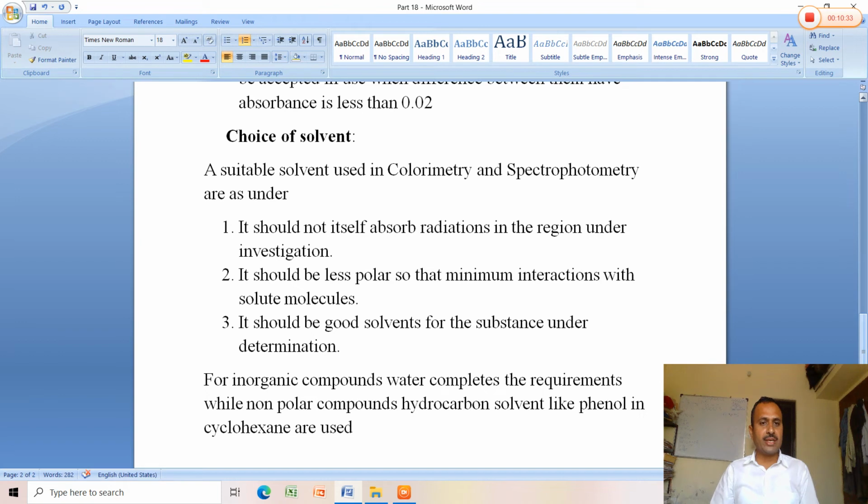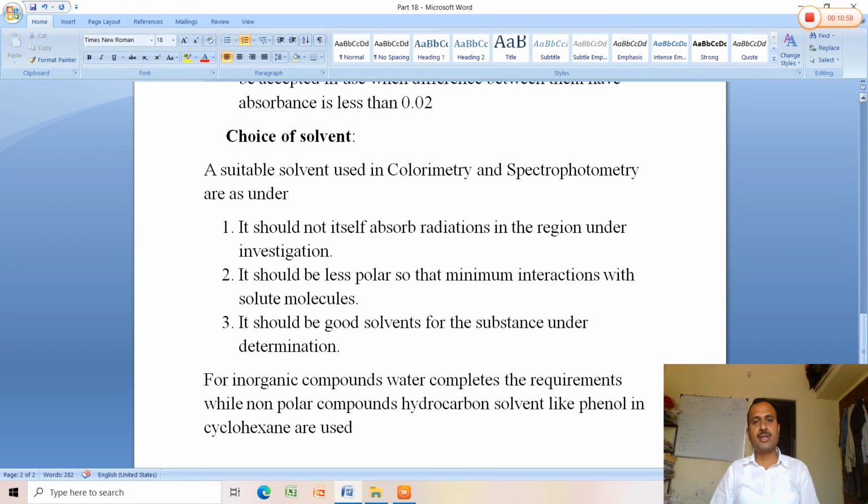Now the second part of this video is the choice of solvent. The solvent is useful to dissolve the substance, and the prepared solution is useful to measure the intensity of transmitted light. This intensity is measured with the help of a detector, which detects all transmitted radiations. The photomultiplier tube, photovoltaic cell, and silicon photodiode are detectors employed in colorimeter and spectrophotometer.